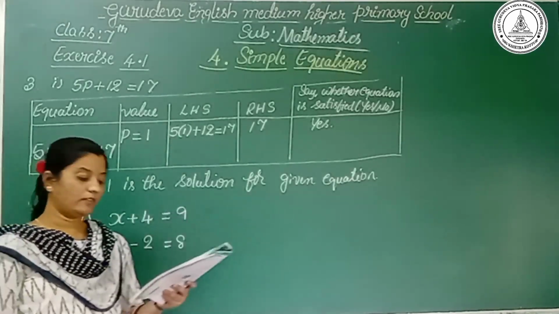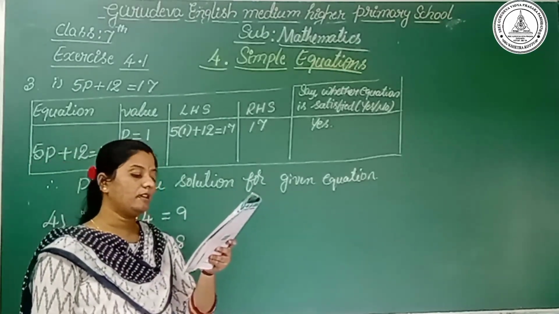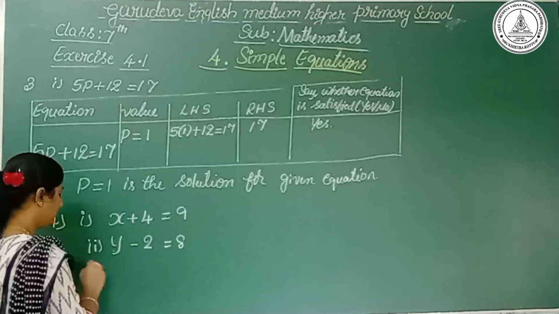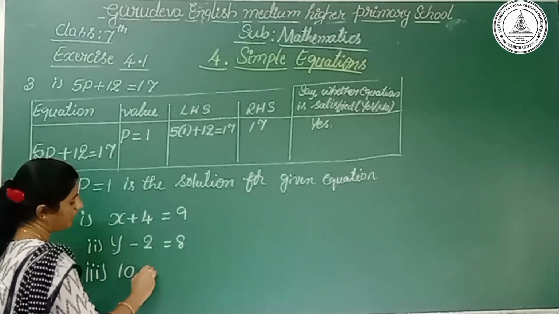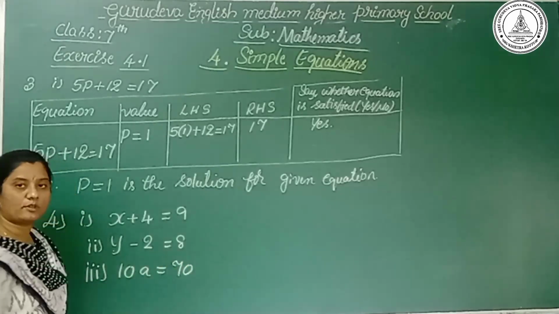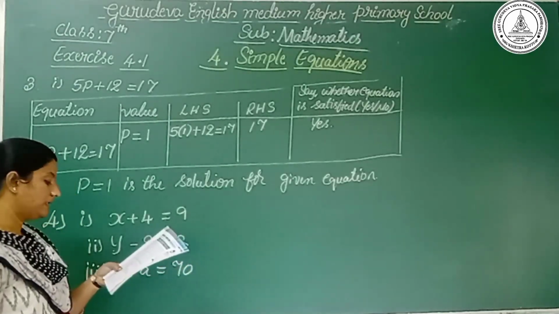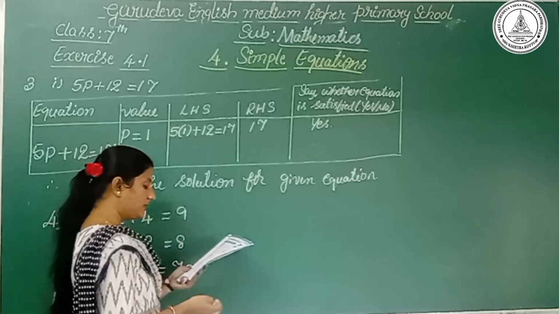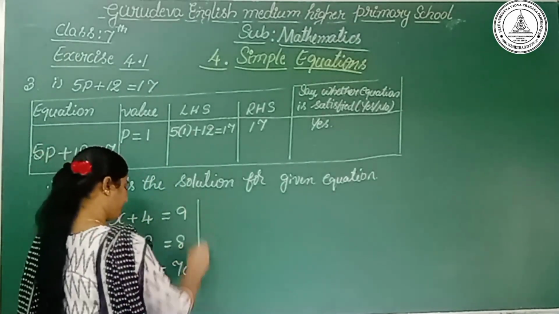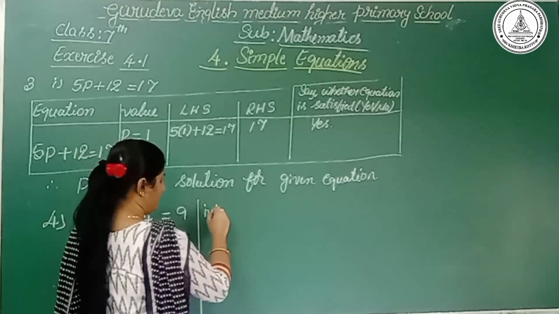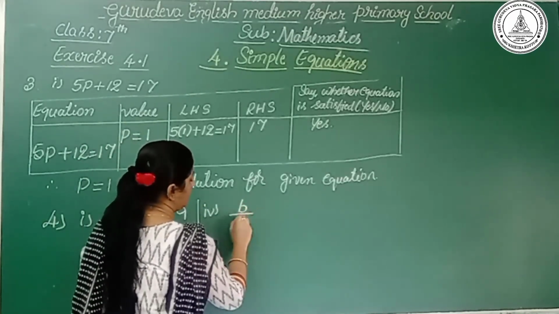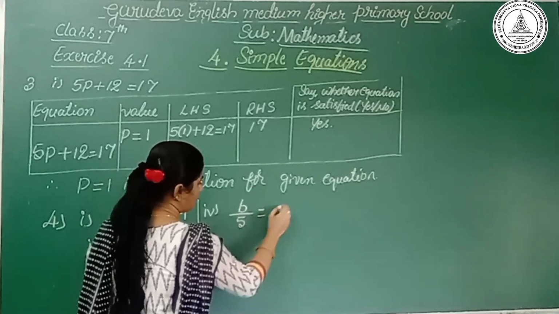Then the third one is 10 times a is 70. 10 times a is equal to 70, means 10 into a is equal to 70. Then the fourth question is the number b divided by 5 gives 6. The number b divided by 5 gives 6.